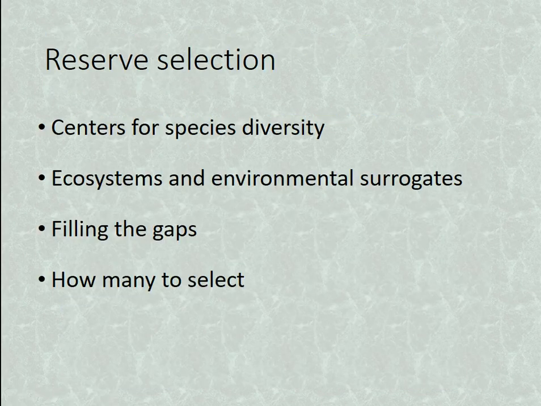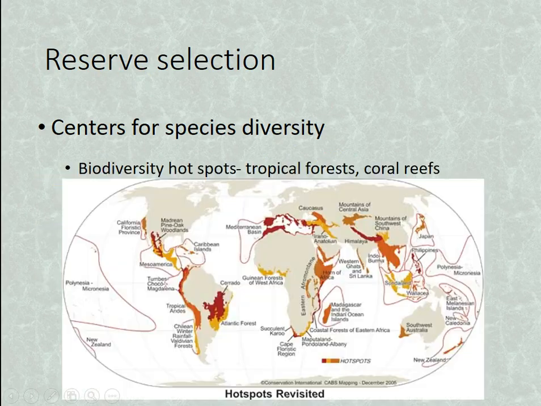So next we're going to look at how you select where you would put a reserve. We'll look at diversity levels, important environmental features, filling the gaps, and then how many to select. Okay, so whenever you're looking for a place to put a reserve, you want to look at where you have the most biodiversity, right? So first you'd want to do those biodiversity hotspots, where saving those areas is going to save huge amounts of biodiversity.